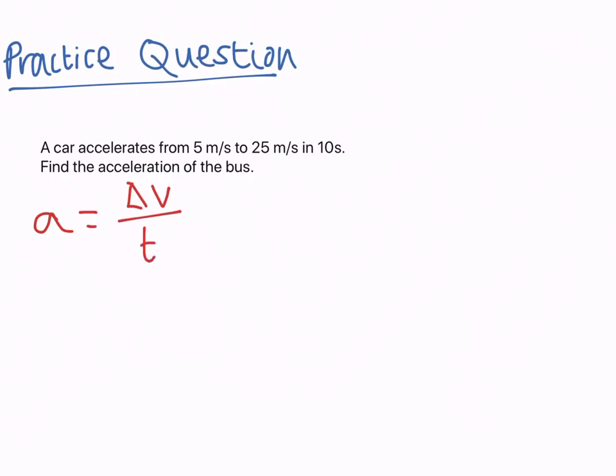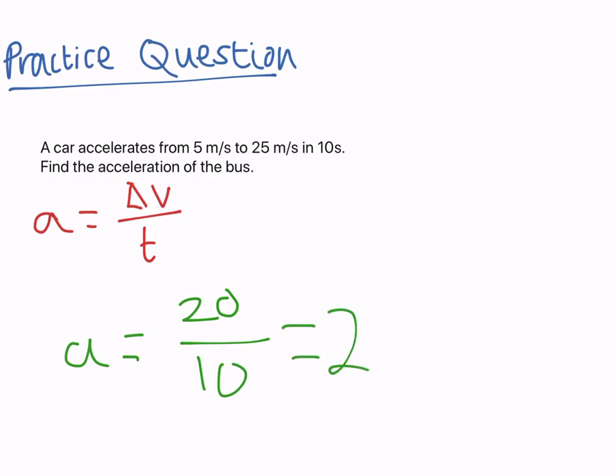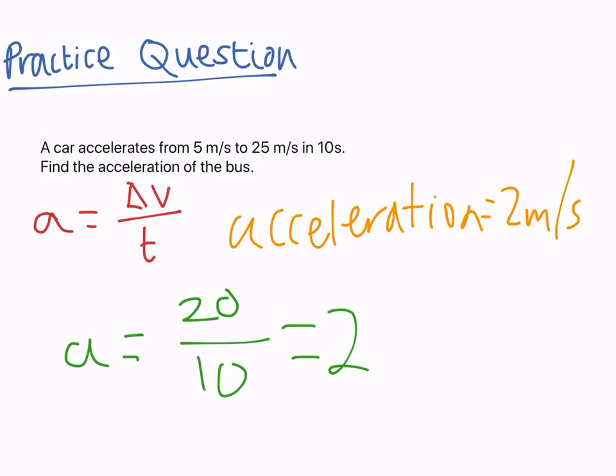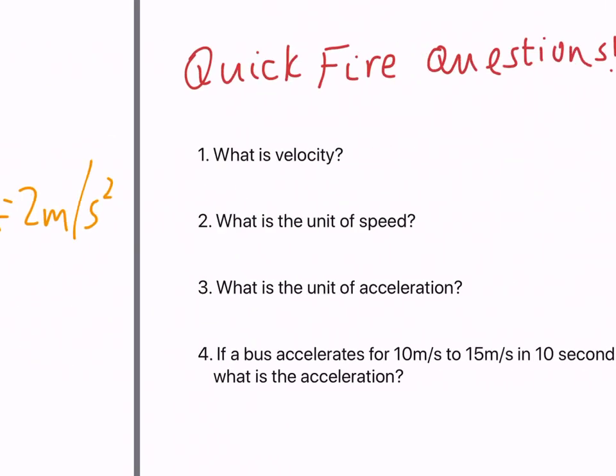So to find the change in velocity, we first have to take away the initial speed from the final speed. So that's 25 minus 5, which is 20, and divide it by the time taken, which is 10 seconds. So that's over 10. 20 divided by 10 is 2. So now we have it. Acceleration equals 2 meters per second squared. So it's not really hard.